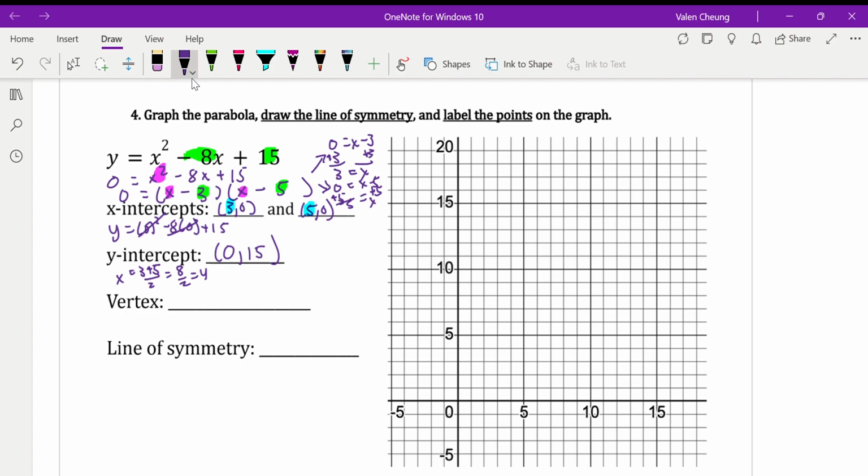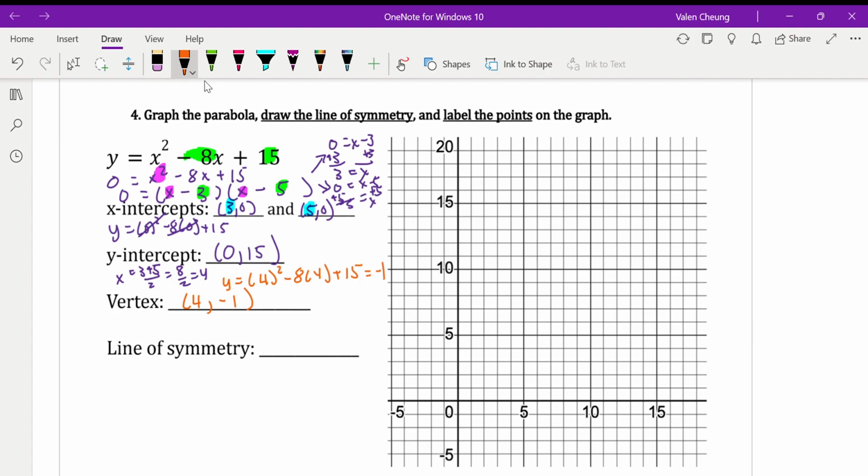Now to look for the y value of the vertex, we're going to take the original equation, but instead of x we're going to substitute. So y equals 4 squared minus 8 times 4 plus 15. And when you do all of that, you are going to get -1. And so our vertex is going to be 4 comma -1.